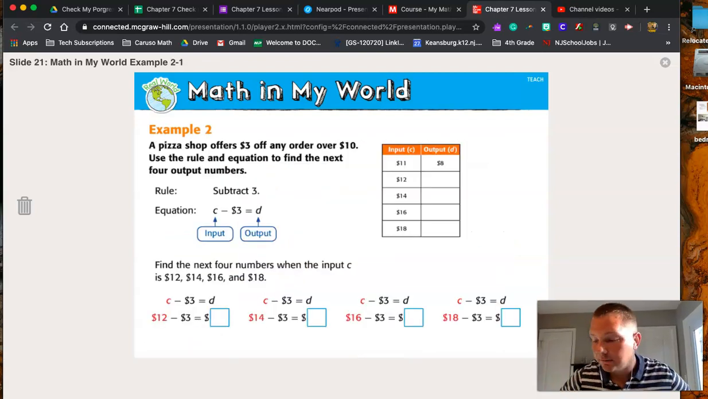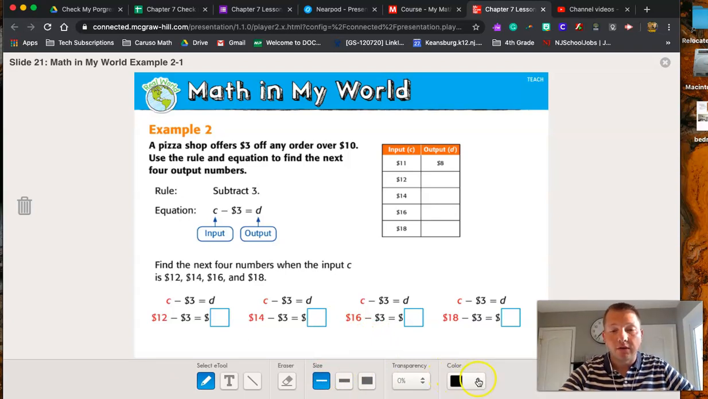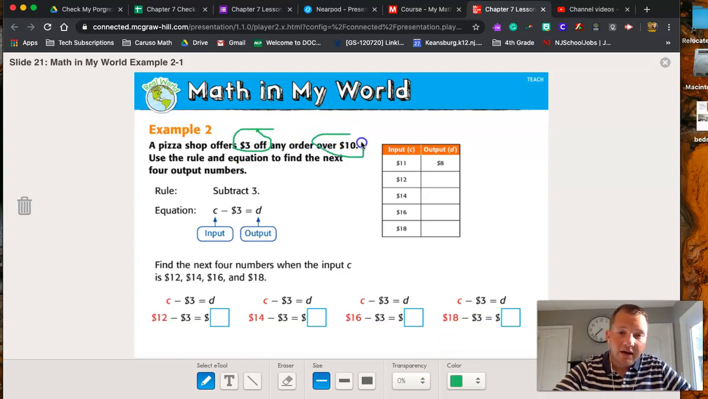All right, last example, or second to last example. The pizza shop offers $3 off an order of $10. Use the rule and the equation to find the next 4 output numbers. So here is the tricky part. This one, they're giving us 2 sets of numbers in the word problem, and we have to figure out which one we're going to use. It gave us $3 off, and it gave us anything over $10.